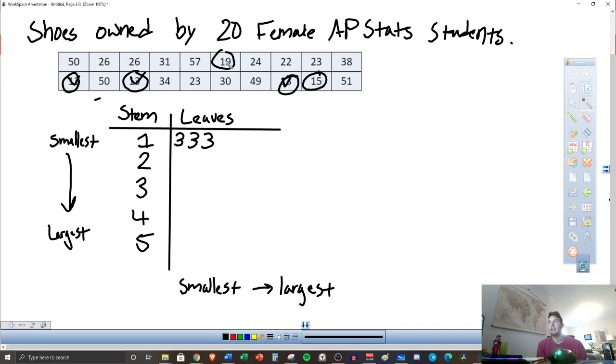Then I have 15 and 19, so 5 and 9. Got that? I should put check marks on there. Okay, we got it. Now we start the next row. That's what we're doing. So I'm going to identify all the 20s.